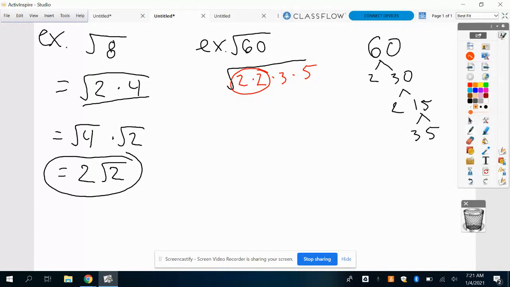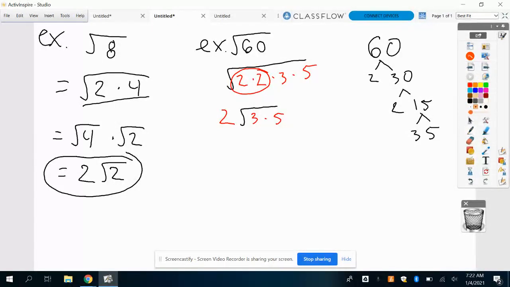What we can now do is pull out that pair of 2s. Now, when you pull it out, you're only taking out 1. So 2 times 2 is like 4, right? And we know the square root of 4 is 2. So we're only pulling out one of them. And then we still have our square root, and what's left in your square root is this 3 times 5.